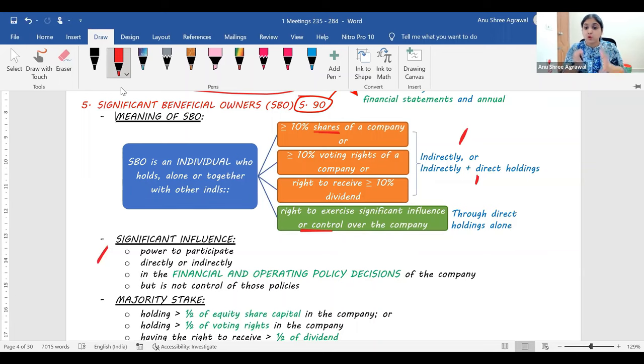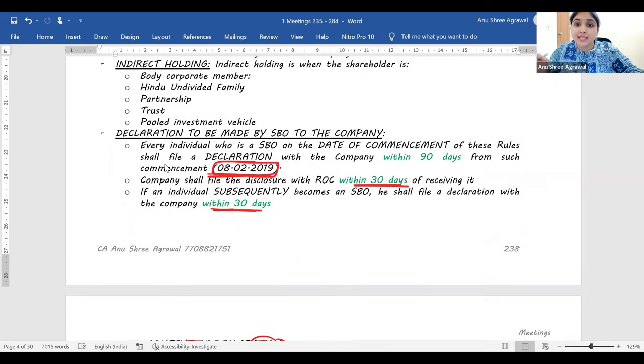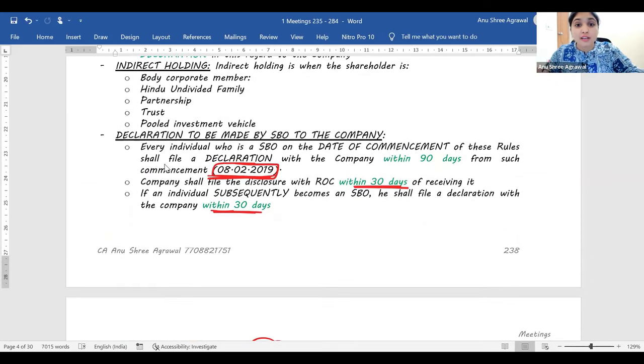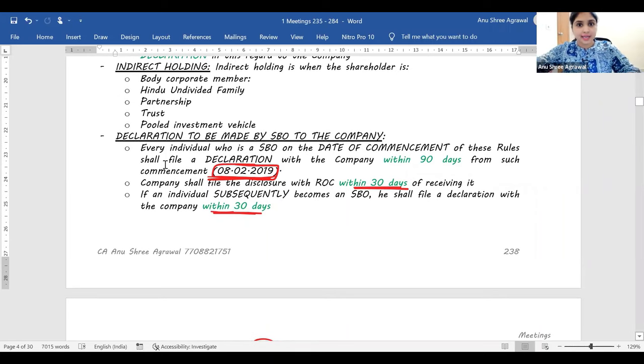Listen carefully. Who is an SBO? First of all, SBO is an individual. What kind of individual? An individual who has at least 10% shares in the company, or at least 10% voting rights in the company, or the right to receive at least 10% dividend in the company. These three things, either directly or indirectly. And what is the last point? The last point in that chart, significant influence or control over the company.